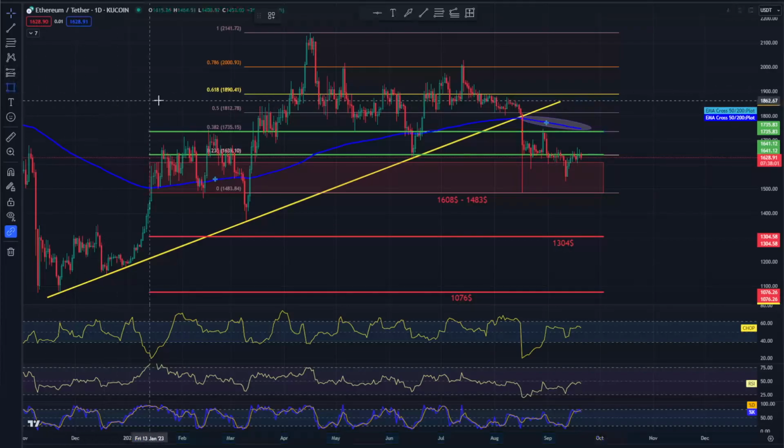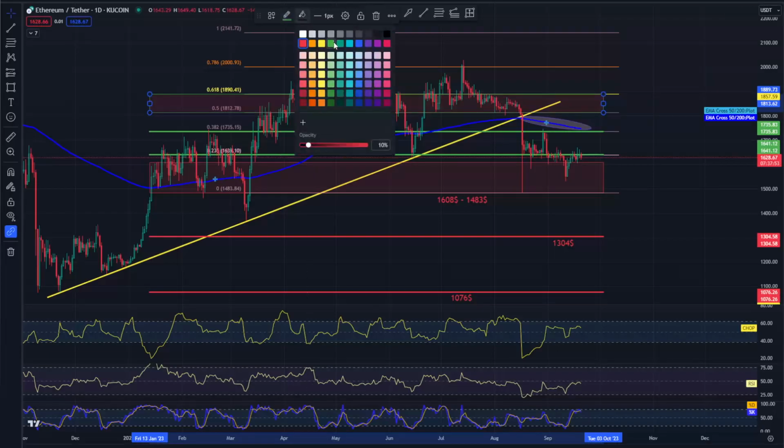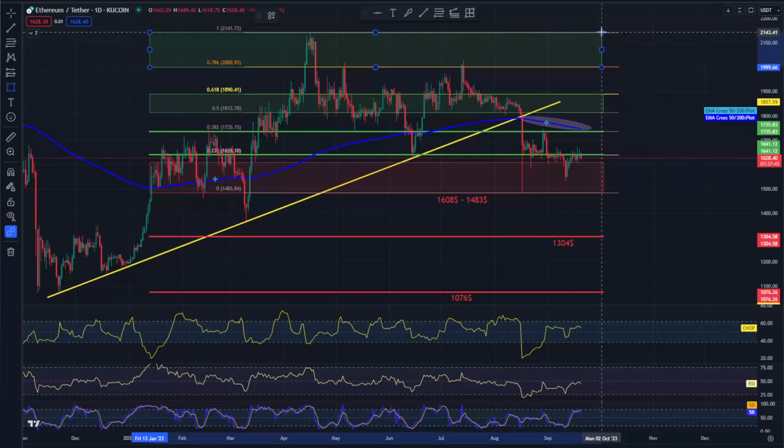And then we mark a visible resistance zone from $1,813 to $1,889, and then a second very strong zone from $1,999 to $2,140.